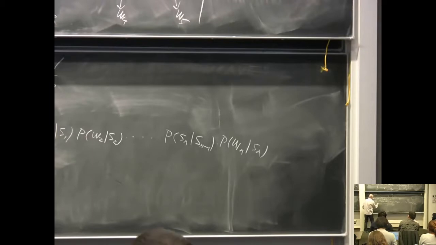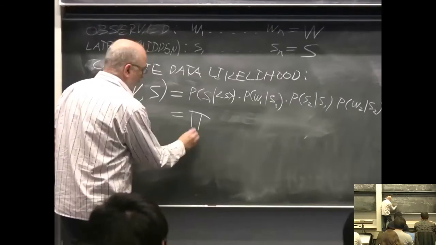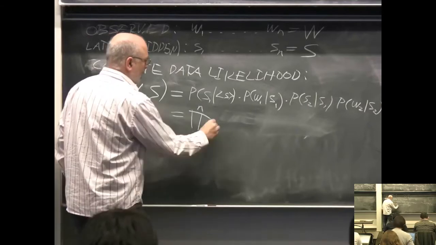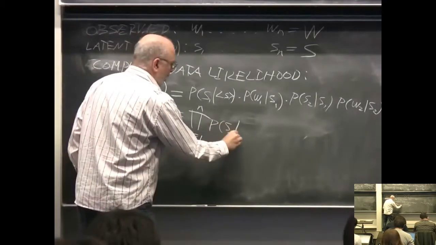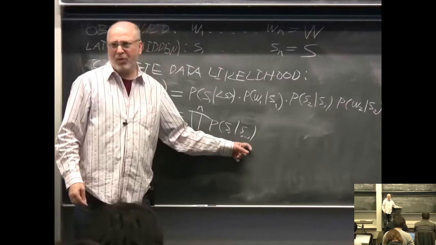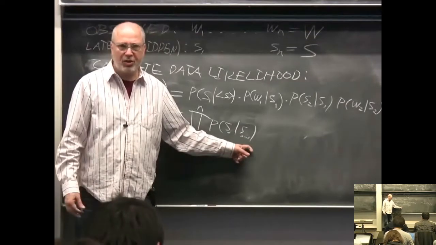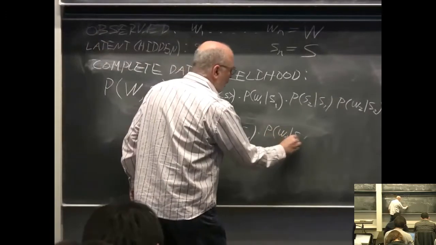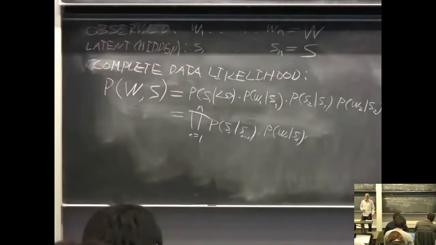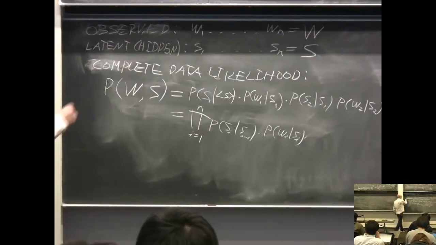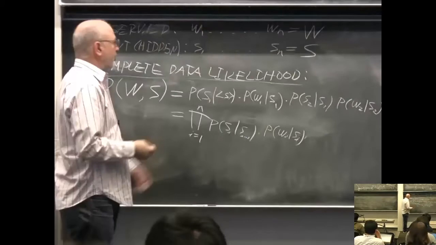So I can write it in the more general form as a product. i goes from 1 to n of P of Si given Si minus 1, where I understand that if i is 1, S0 is the start of sentence condition, times P of Wi given Si. So it is easy to write the complete data log likelihood, or likelihood in this case.